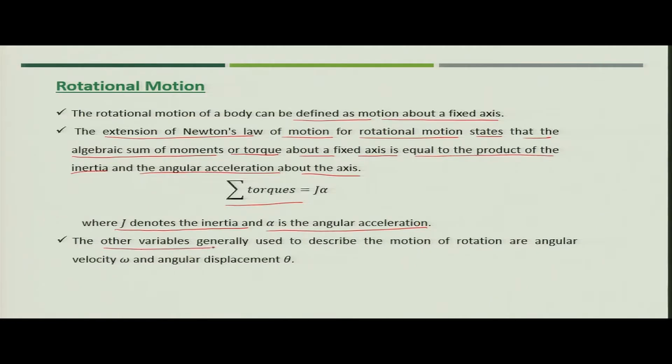Other variables which we generally use to describe rotational motion are angular velocity omega and angular displacement theta. If you take d theta by dt, you get the angular velocity omega, and d 2 theta by dt 2 gives the angular acceleration.